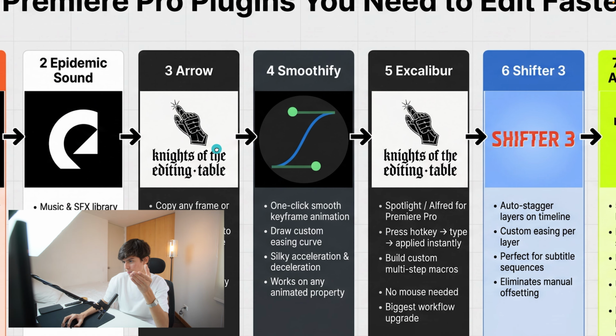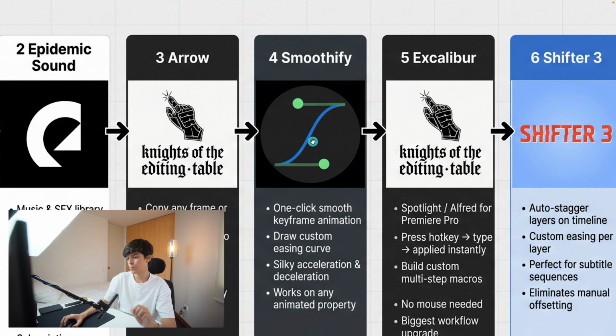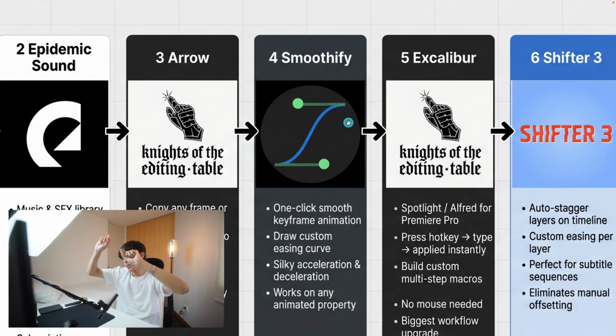Then we have Smoothify, which is also a free plugin. What it does is a one-click smooth keyframe animation. You don't have to go into the keyframes and put them in manually. It's only one click, and it's very customizable and very intuitive to use. There are also a lot of presets included with Smoothify. It's free, and you don't have to manually go into the keyframes, because if you miss a click, the whole keyframe is ruined, and you start wrestling with the keyframes in Premiere. This is basically one click.